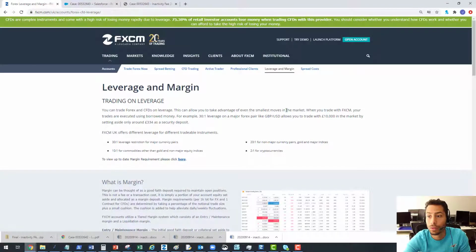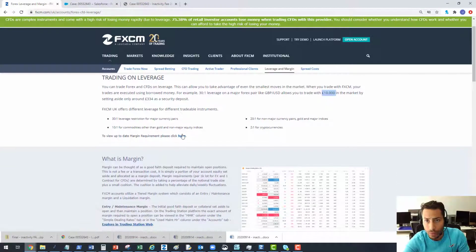With us, it's the same. So when you trade with FXCM, your trades are executed using borrowed money. For example, 30-to-1 leverage on a major pair like GBP/USD allows you to trade with £10,000 in the market by setting aside only £334 as a security deposit. So all you need to do if you want to trade 10,000 is to deposit £334. This is what 30-to-1 leverage is. So your £300 are controlling £10,000.